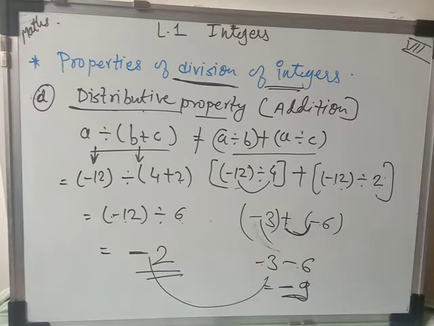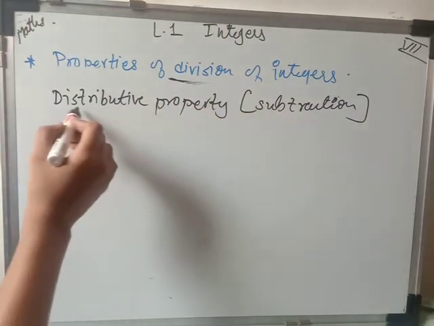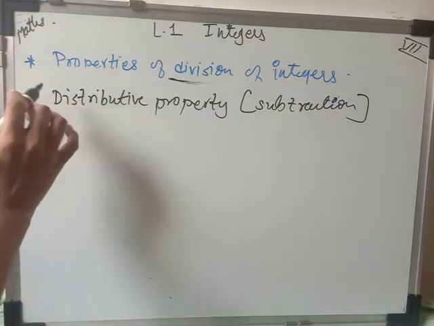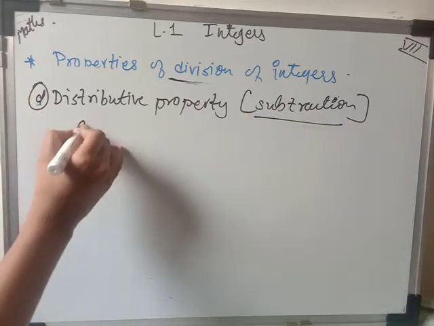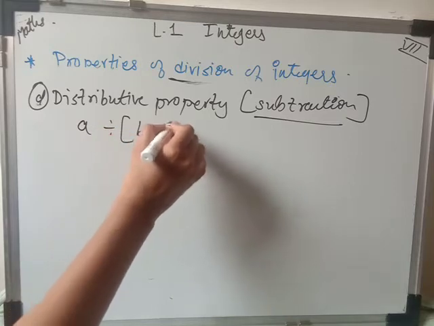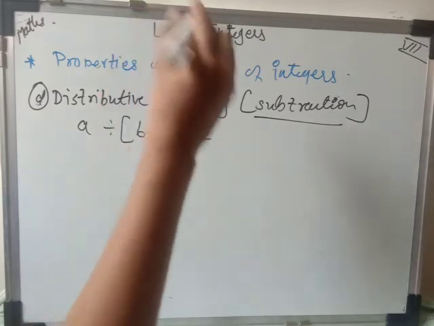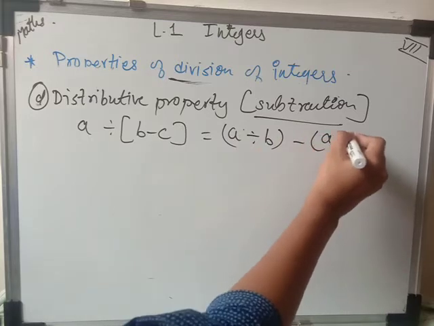So here we have seen the distributive property for addition. Now let's see the same property for subtraction, whether it is valid for the division of integers or not. The equation of this property for subtraction is a divided by (b minus c), is equal to, that we have to see, but till then we just keep it as equal to, a divided by b minus a divided by c.